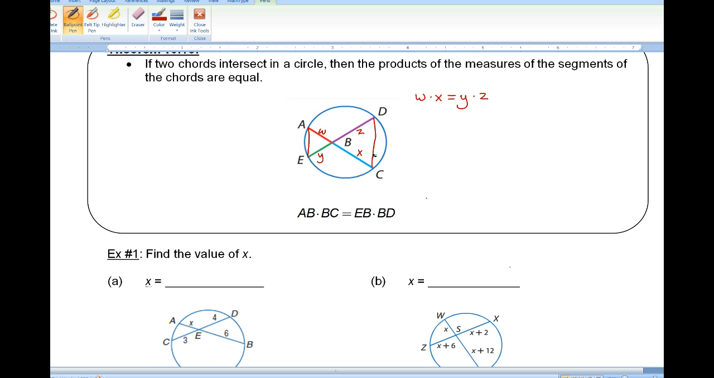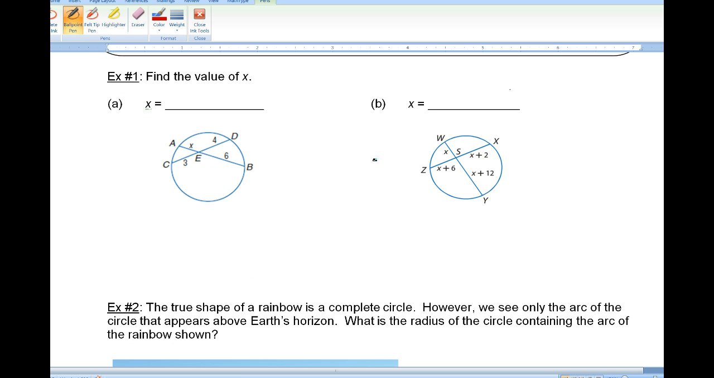So let's look at the first one here. We're missing AE, so it's just X times 6 equals 3 times 4. It doesn't get much easier than that. X equals 2. The next one has a little bit more involved algebra, but still, it's not too bad. I think I know how to set it up.